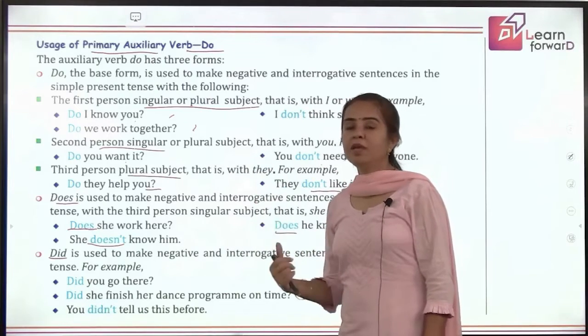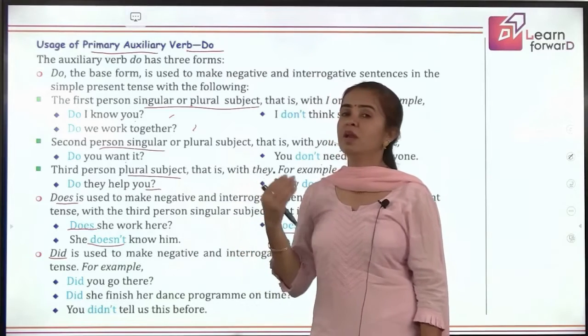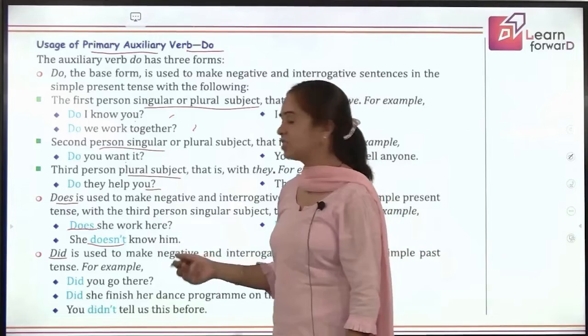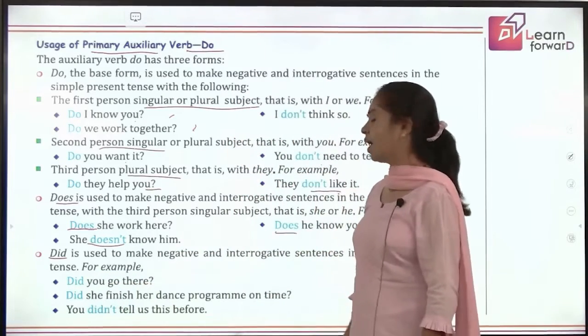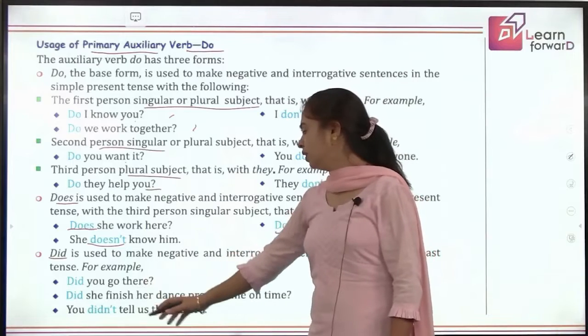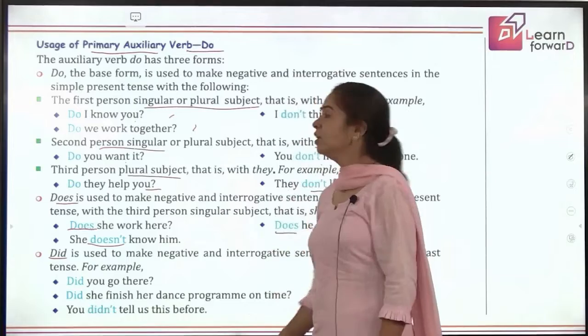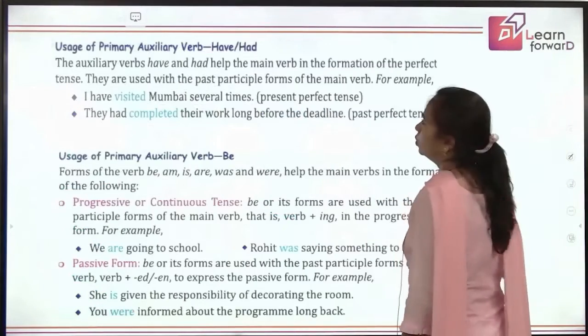So when we are making sentences in simple past tense, whatever the subject may be, when we are making them interrogative or negative, we use did as the auxiliary verb. Did you go there? Did she finish her dance program on time? And you didn't tell us this before, right? So this is about the primary auxiliary verb do.